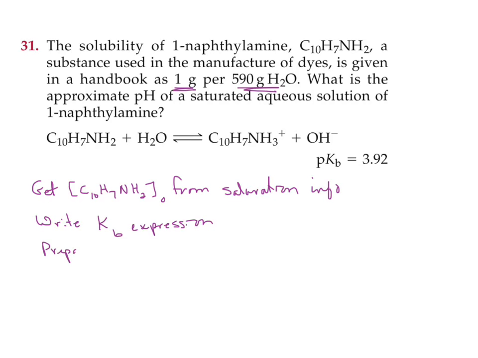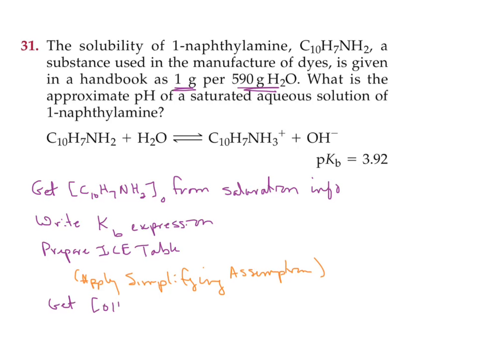Right, Kb expression, they went ahead and gave you the equilibrium. Make the ice table. Don't forget to apply your simplifying assumption. Then you can get the hydroxide ion concentration from your equilibrium, and then you can get pH from the hydroxide ion concentration.